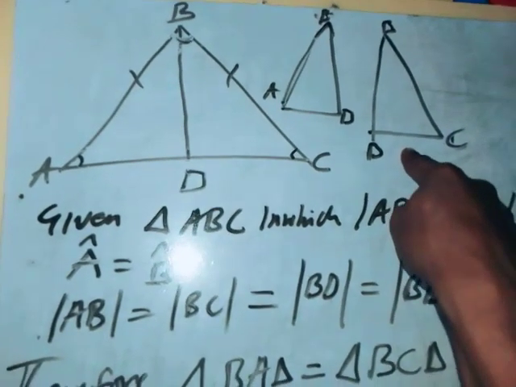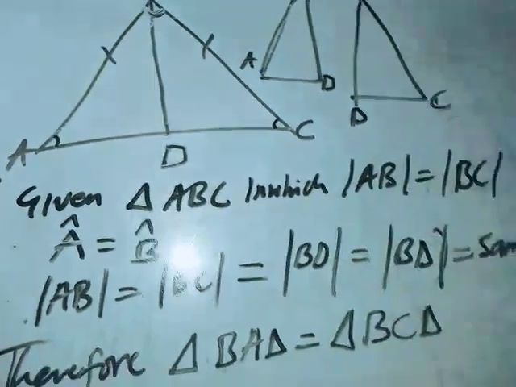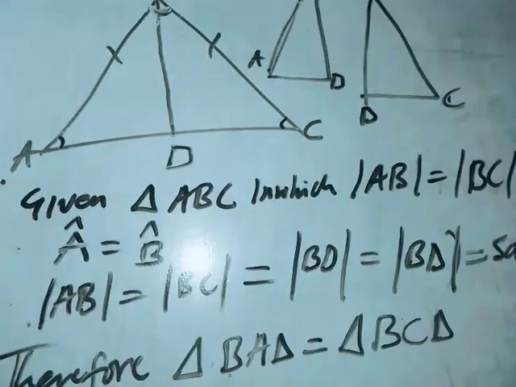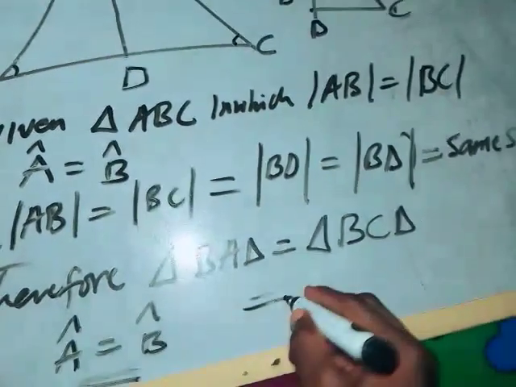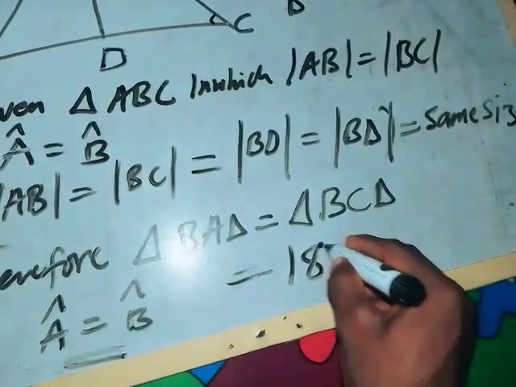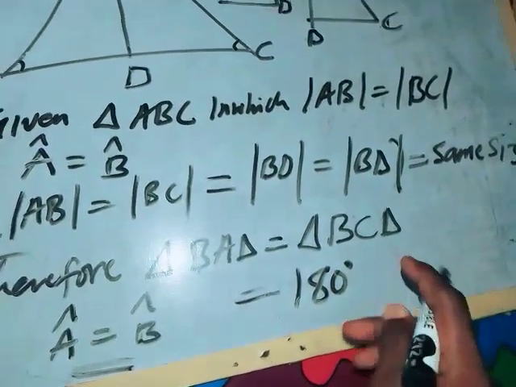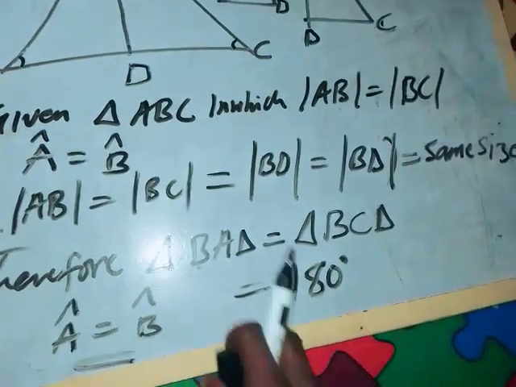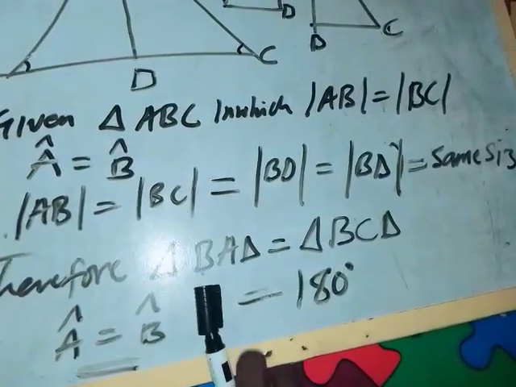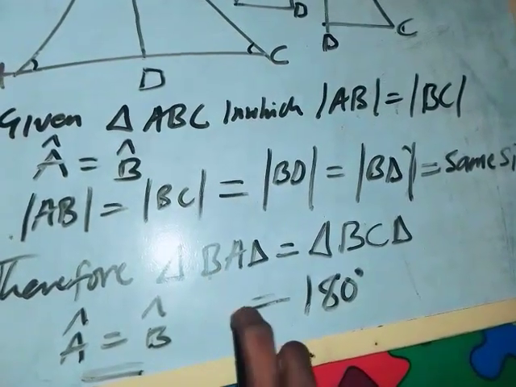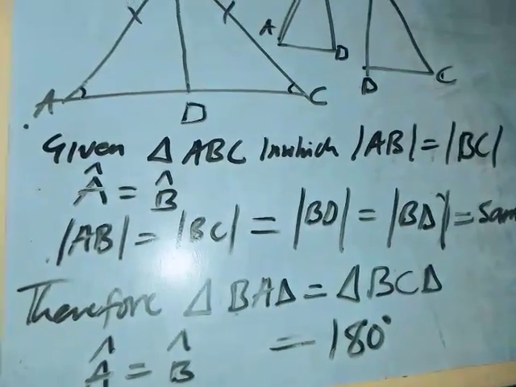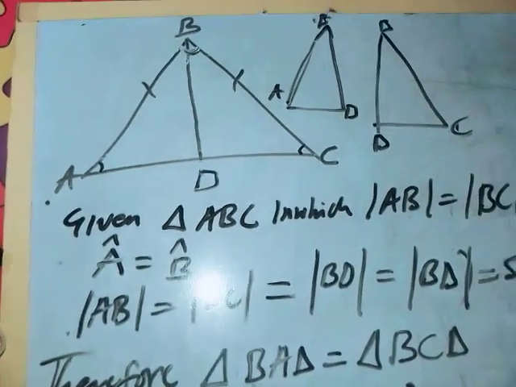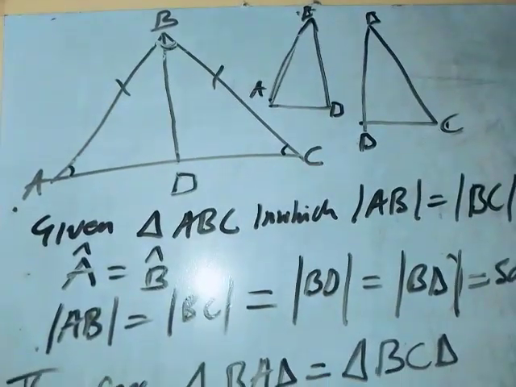I'm going to give you a problem to solve on this. Now remember that the sum of angles in any triangle is equal to 180 degrees. So that is how the theorem of an isosceles triangle is proved. Let me give you a worked example on this for more understanding.